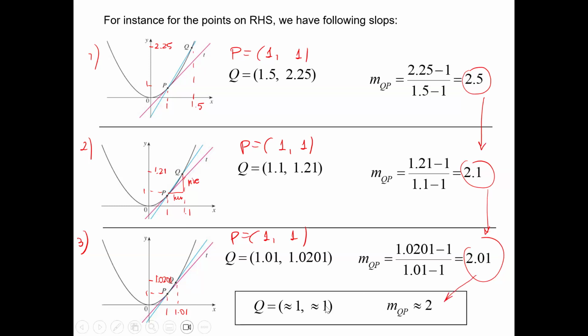Okay, if I go extremely close, if I pick the point Q almost 1.0, but on the right-hand side, just on the right-hand side at the moment on this slide, like 1.000001, we may notice that the slope will be 2. And actually, that's a good way to find the slope of the tangent.